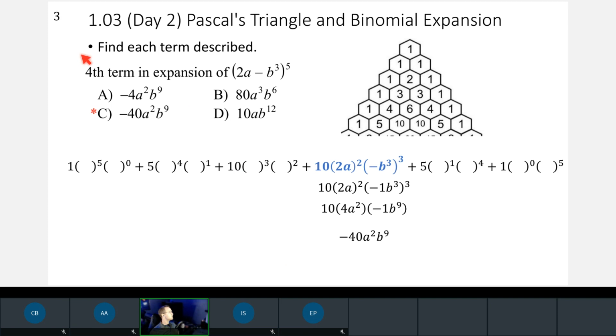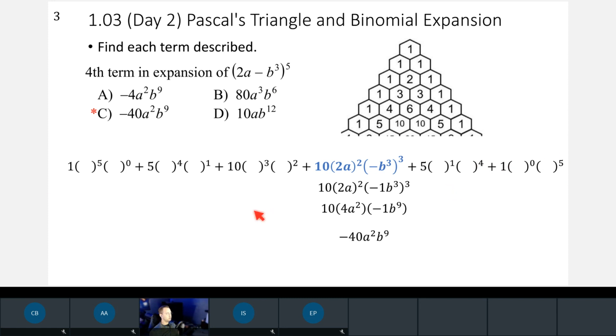All right, number 3. This wants you to find the fourth term in the expansion. I like using Pascal's triangle, and we're using this line here. This number represents this as a kind of a shortcut instead of counting. So we're using 1, 5, 10, 10, 5, and 1 for the coefficients. I like writing those out, and then I like putting parentheses representing where these terms would actually go for all of them.